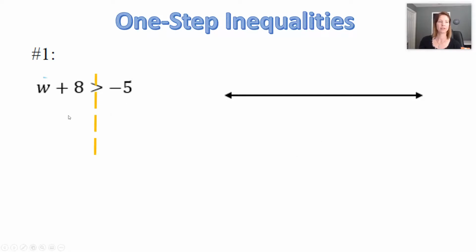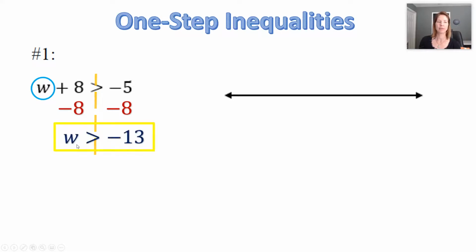So on this one, you should be doing minus 8 to both sides of the inequality. That will leave you with w is greater than negative 13. To graph it, we're going to have negative 13 as the endpoint. It's an open circle pointing to the right.